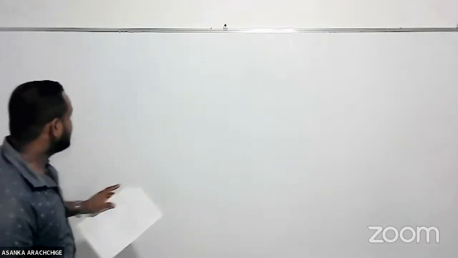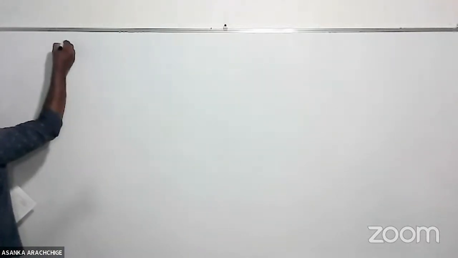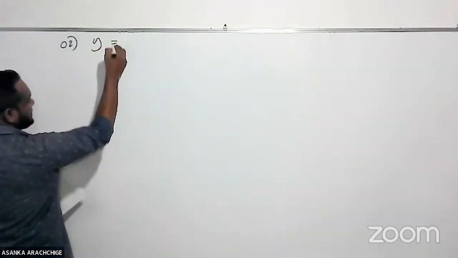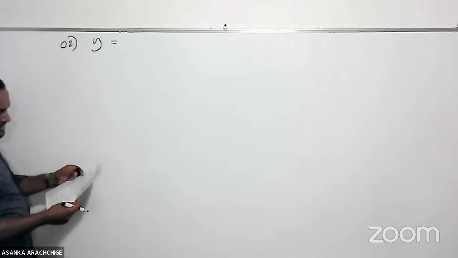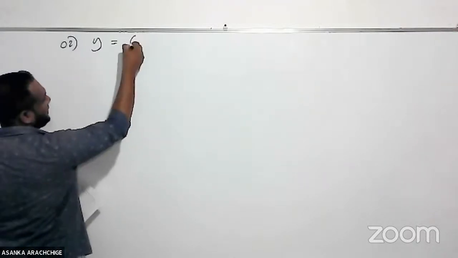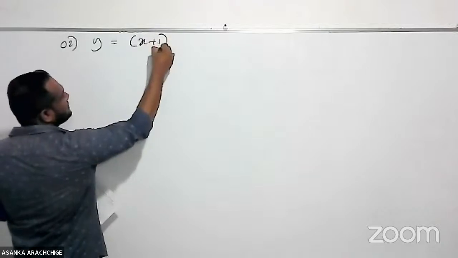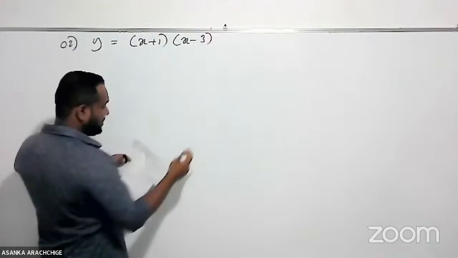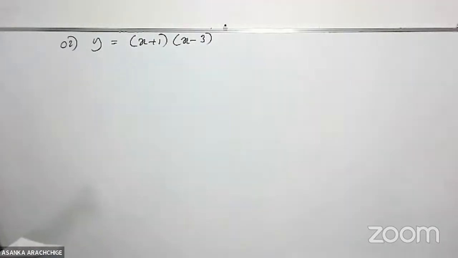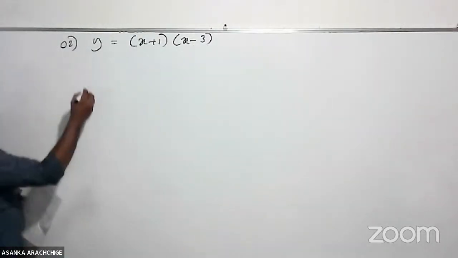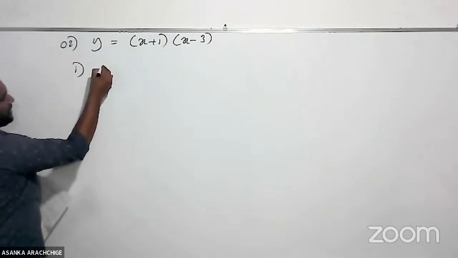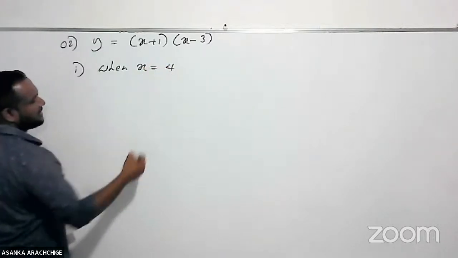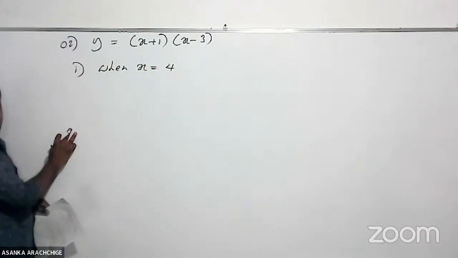Right. What is the function? What is the equation of the function of this graph දරුවනේ? y equals x plus 1 times x minus 3. Now we have to find the value of y when x is equal to 4. මුලින්ම අහන්නේ when x is equal to 4, x ලාගේ 4 වෙනකොට y කීයද කියලා.